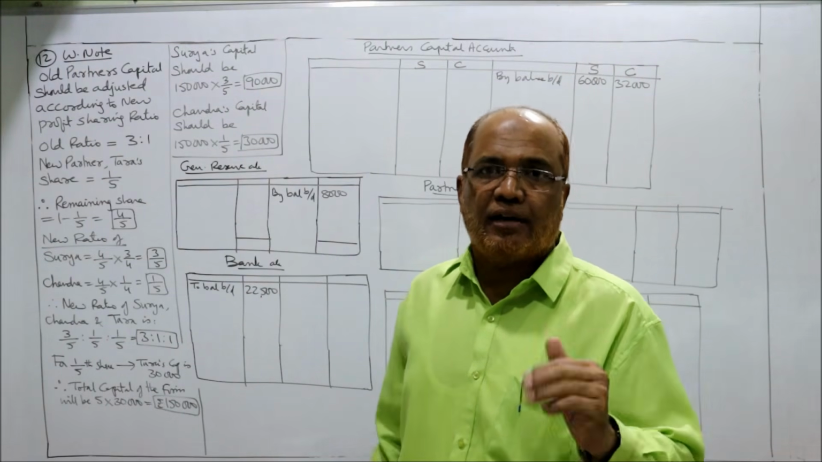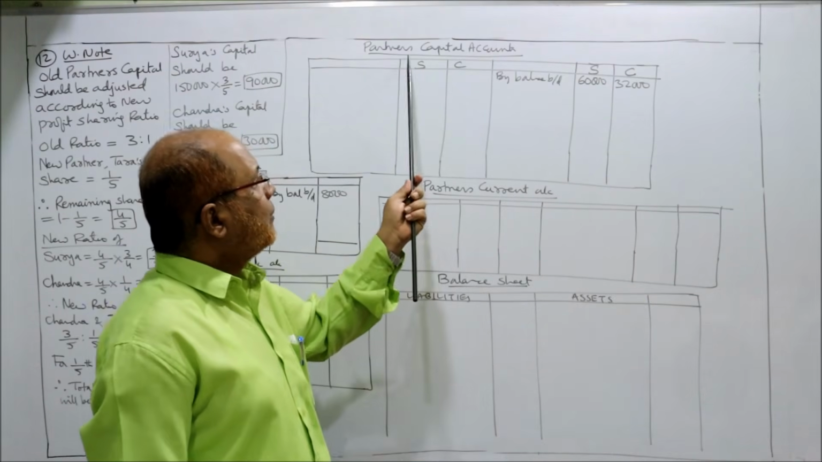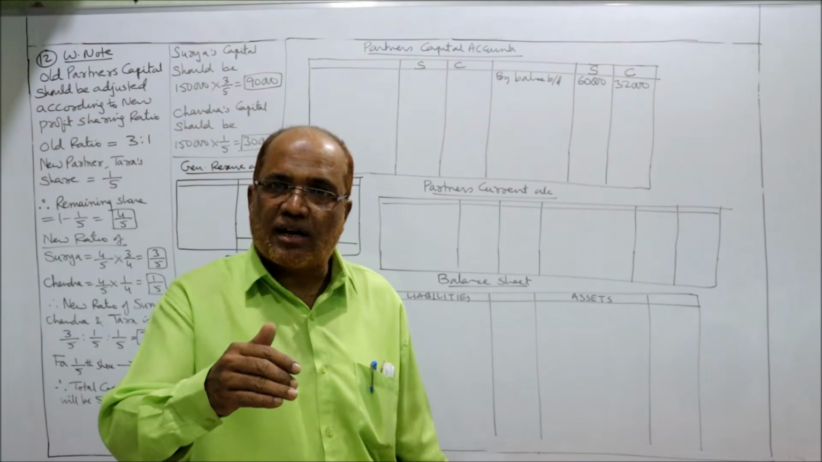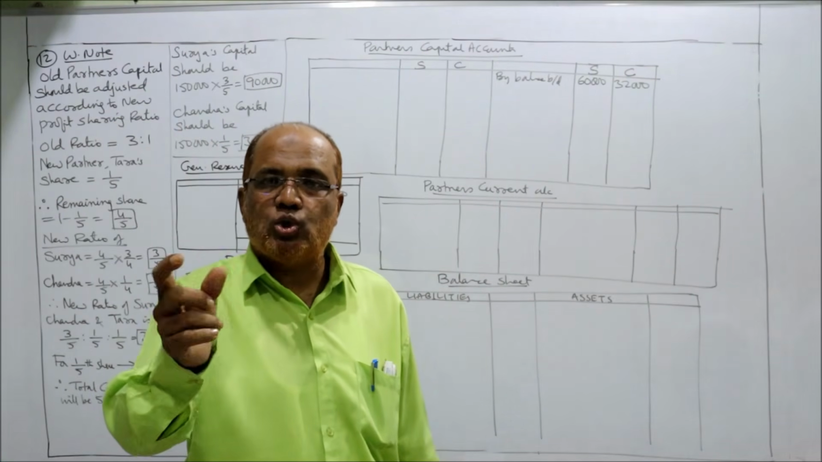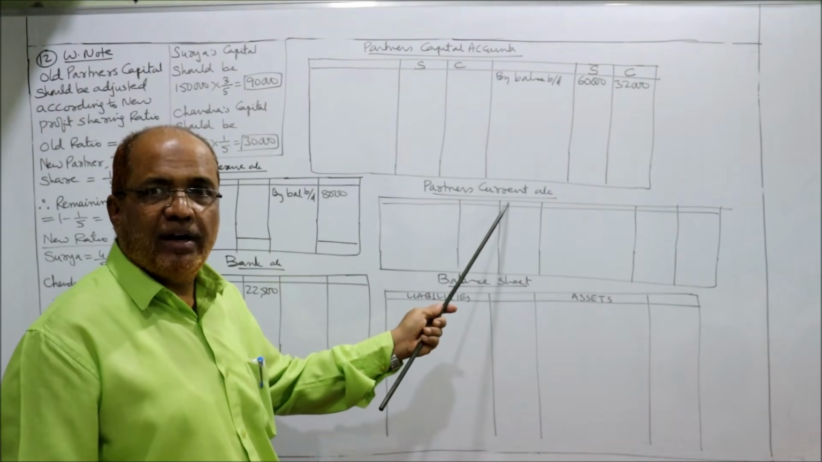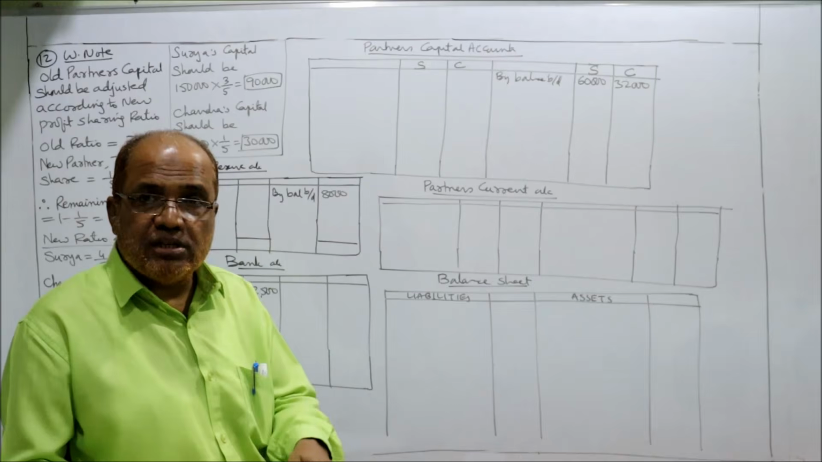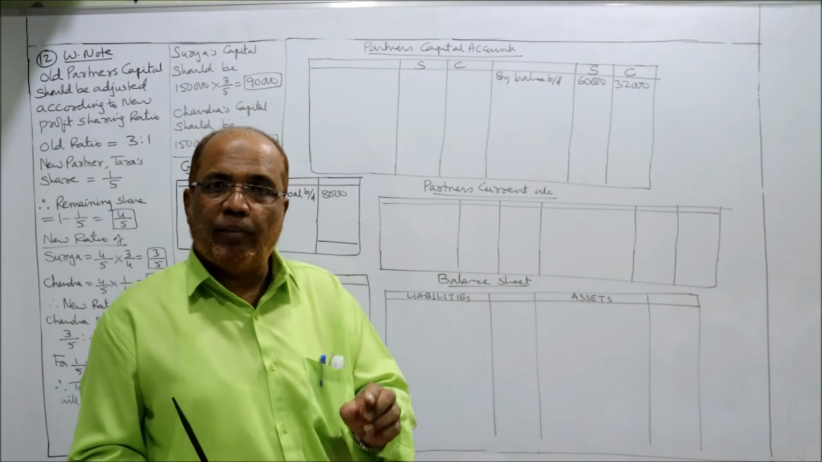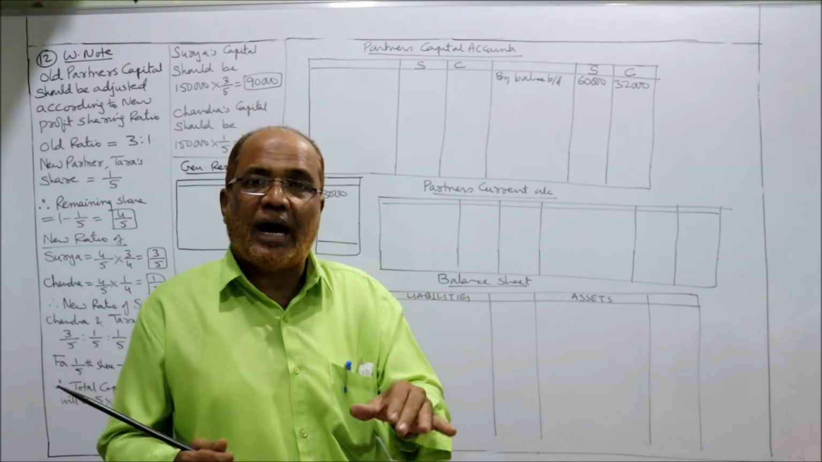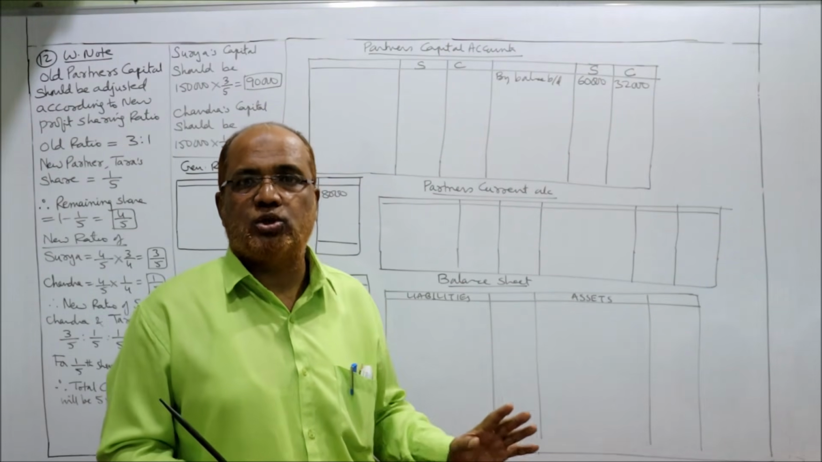अगर इससे अलग है, अब जब कैपिटल अकाउंट बनाएंगे, पार्टनर्स कैपिटल अकाउंट बनाएंगे सूर्या चंद्रा, अगर इसमें 90,000 से कम है या ज्यादा है, तो जो भी कम है या ज्यादा है उसको एडजस्ट करेंगे करंट अकाउंट में। We have opened a new account called current account because it is given in the problem that whatever the shortage or excess of capital, we will adjust it in the current account.